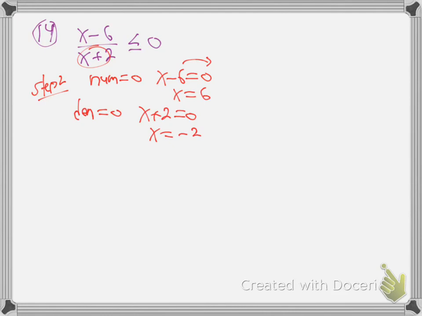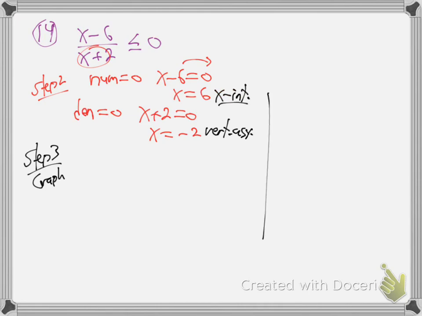So x is -2. Then step 3 is we go to the graph. Oh, and by the way, denominator 0, this is going to be a vertical, isn't it? Vertical asymptote. Remember, whatever makes the denominator 0 is a vertical. And whatever makes the top 0 is an x-intercept, isn't it? Yeah. So when I go to the graph now, at -2 we're going to have a vertical asymptote, and at +6, I'm going to have an x-intercept.